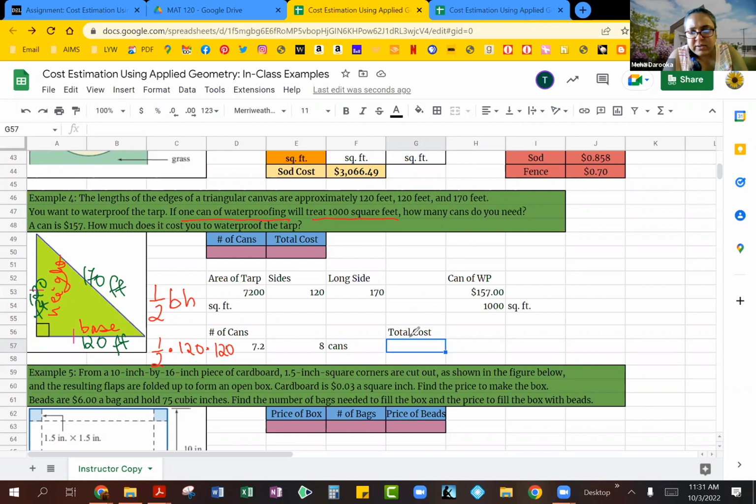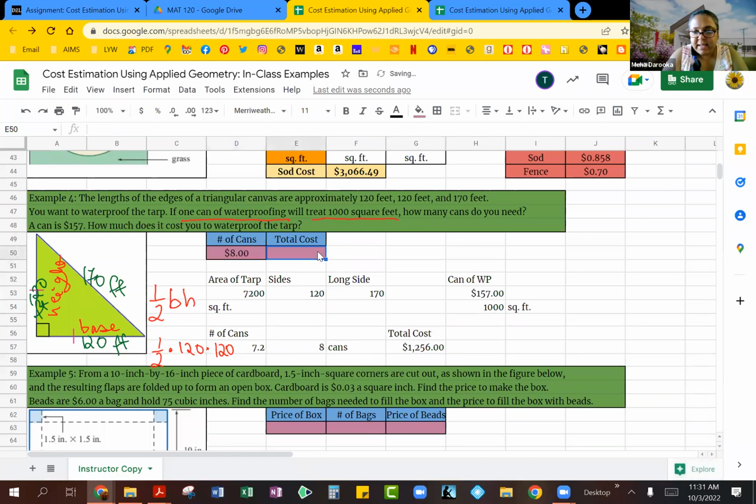Okay, so let's take a look here. So basically we end up multiplying our total number of cans. And in this case, that's going to be 8 cans. So you're going to take your 8 and multiply by the 157. And that should give us a dollar amount of $1,256. So your total number of cans was 8. Oh, and that should not be a dollar amount. And our total cost was $1,256.